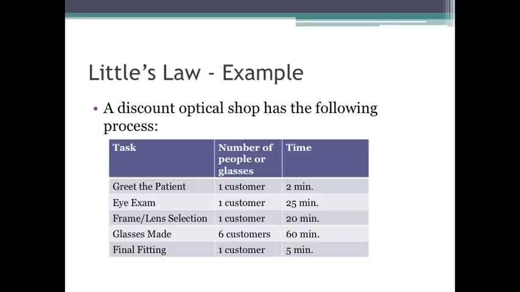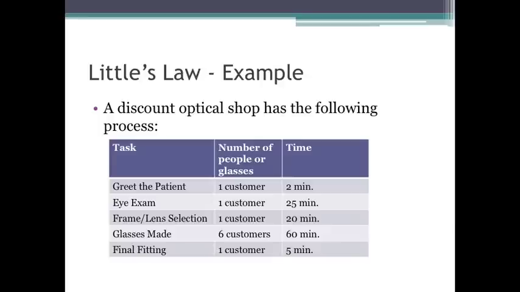Then, once that eye exam occurs, we have the frame and lens selection. So the customer looks through all the lenses and frames available, and chooses the various types of lenses that they want, and that takes about 20 minutes. And then we get to the glasses made step, and the glasses made step takes an hour, but we can work on up to 6 customers at a time. We can work on up to 6 pairs of glasses at a time. And then there's the final fitting. They bend this wire here or there, and that takes 5 minutes. So we can work on one customer at a time there.